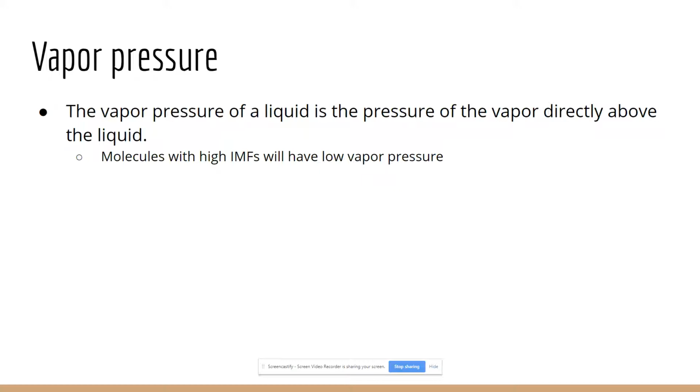So vapor pressure is the pressure directly over the surface of a liquid that exists because of molecules at the surface of the liquid going into the gas phase. So if something has really high intermolecular forces, it's going to be really, really difficult for it to go into the gas phase. So you're going to have low vapor pressure. And then the opposite is also true. If you have very low intermolecular forces, it's very easy to go into the gas phase, and then you will have high vapor pressure.